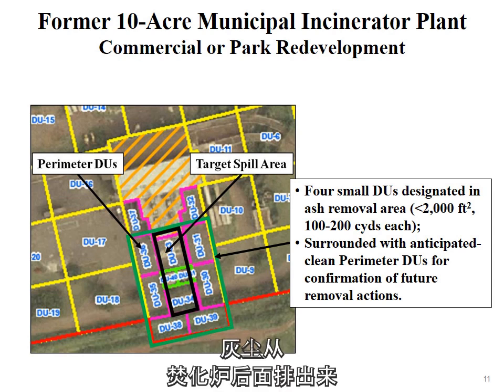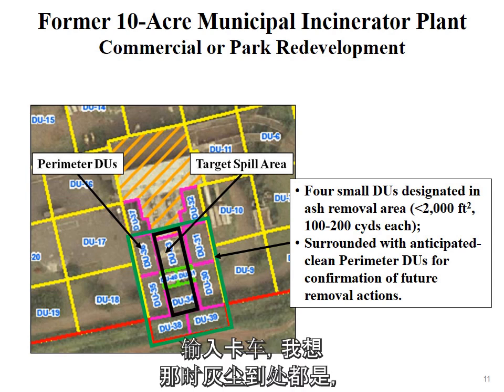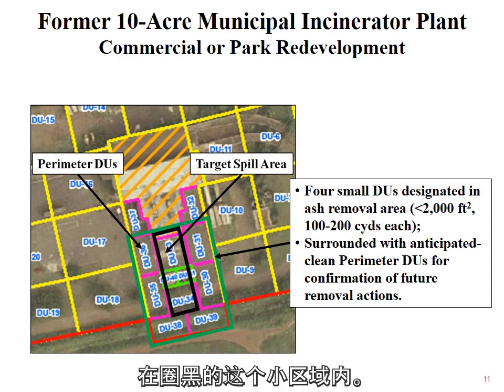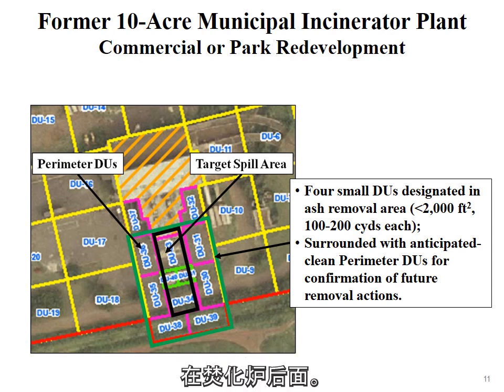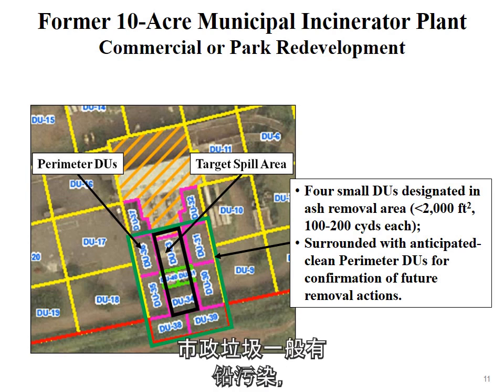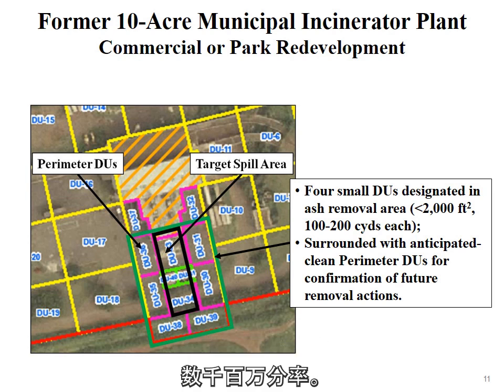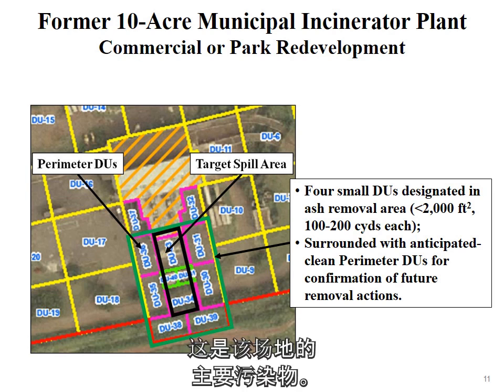Ash came out of the back of the incinerator and was put into trucks, we thought anyway at the time, in this small area here outlined in black. So this is the target spill area, the source area behind the incinerator. Municipal ash tends to be contaminated with lead, several thousand ppm. That was the main contaminant of concern at this site.